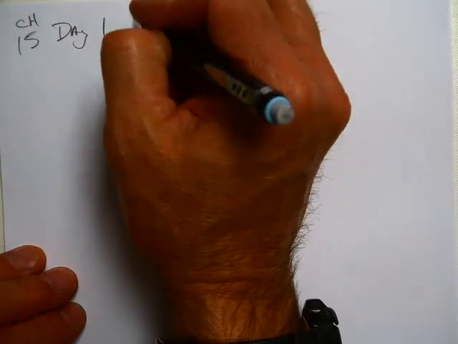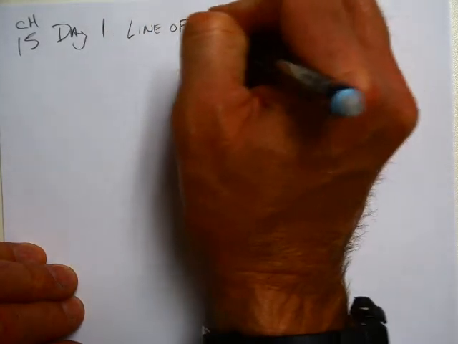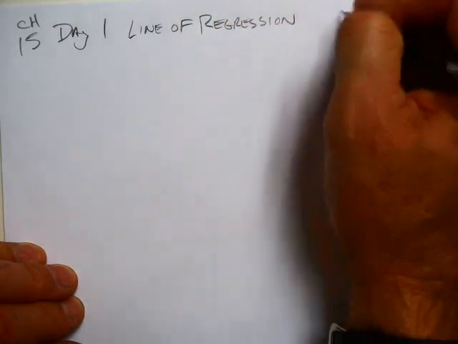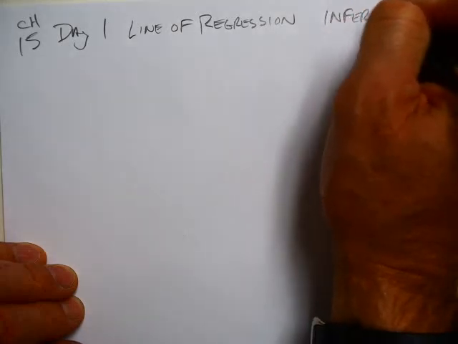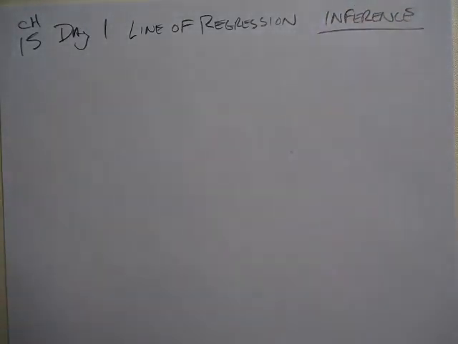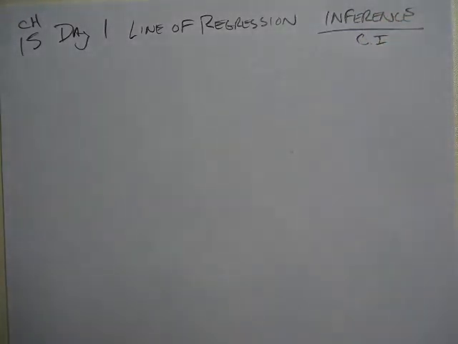This book, chapter 15, day 1, gets us back to something we learned a while ago, line of regression. Specifically, we'll be looking at inference, which is a confidence interval. Well, we probably won't get to much of that today. We'll look at some notes for it, but I don't think the assignment really touches on it much.